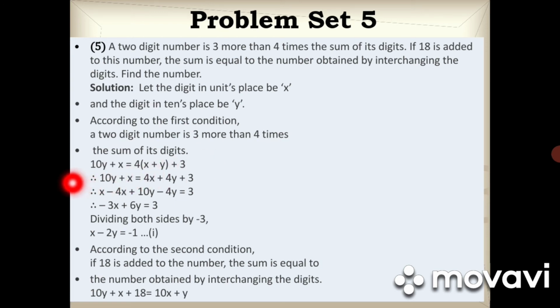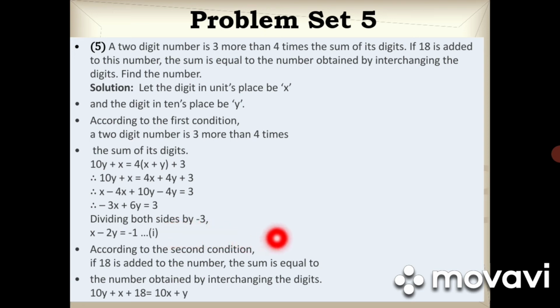Therefore, 10y plus x is equal to 4 into x plus y plus 3. Therefore, 10y plus x is equal to 4x plus 4y plus 3. Therefore, bringing the like terms together, we get x minus 4x plus 10y minus 4y is equal to 3. Therefore, minus 3x plus 6y is equal to 3. Dividing both sides by minus 3, we get x minus 2y is equal to minus 1. Let this be equation 1.